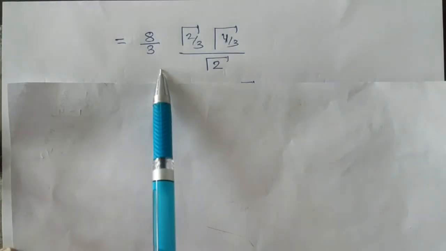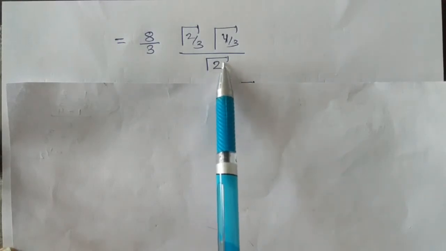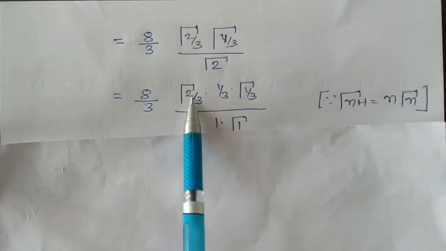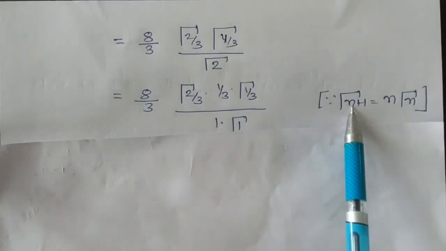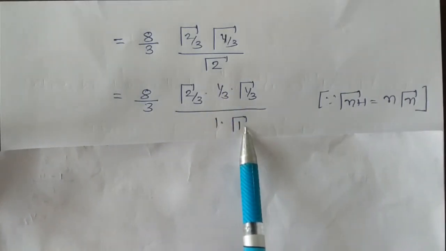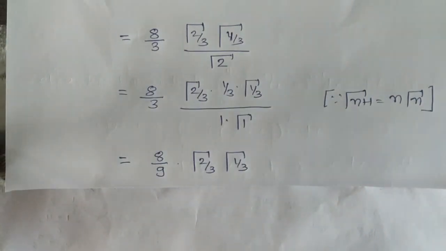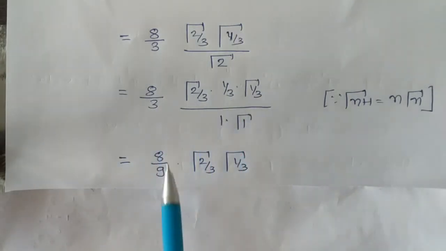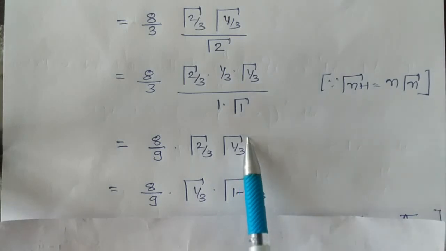which gives 8 by 3 gamma 2/3 into gamma 4/3 upon gamma 2, since 2/3 plus 4/3 is 2. Now 8 by 3 into gamma 2/3 we write as it is; gamma 4/3 becomes 1/3 into gamma 1/3, using gamma (n plus 1) is n gamma n, upon gamma 2, which becomes 1 into gamma 1. So we have 8 by 9 into gamma 2/3 into gamma 1/3, since 8 by 3 into 1 by 3 is 8 by 9.